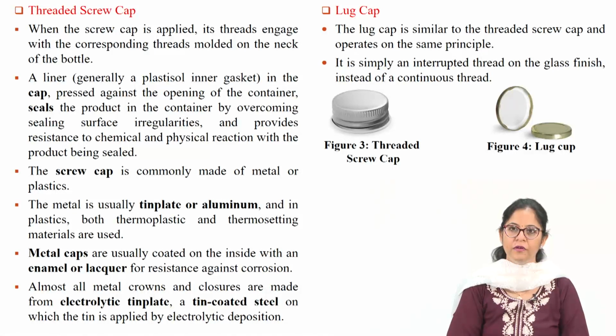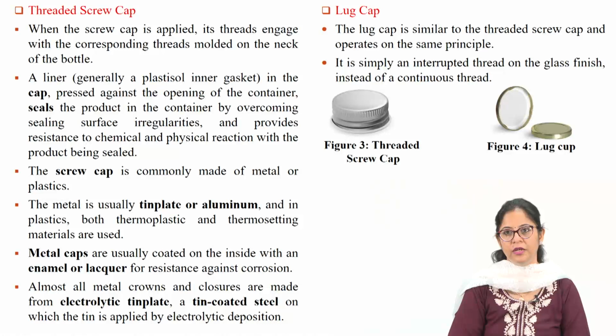The screw cap is commonly made of metal or plastics. The metal is tin plate or aluminium. Metal caps can be coated on the inside with enamel or lacquer. The metal crowns and closures are made from electrolytic tin plate or tin coated steel on which the tin is applied by electrolytic deposition.